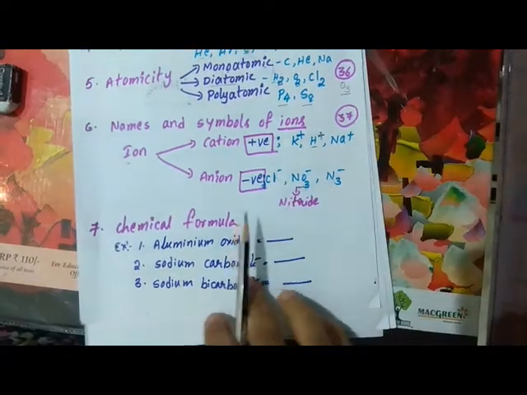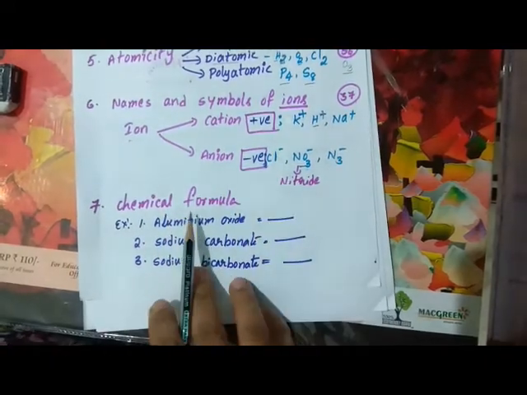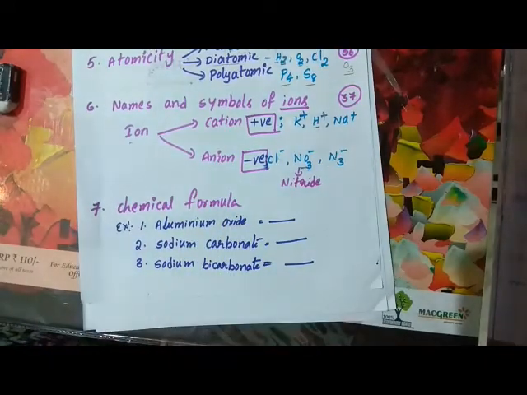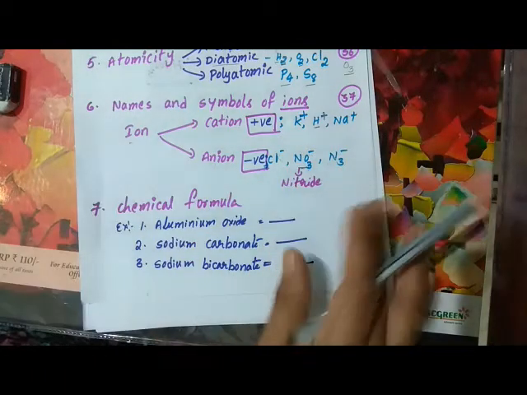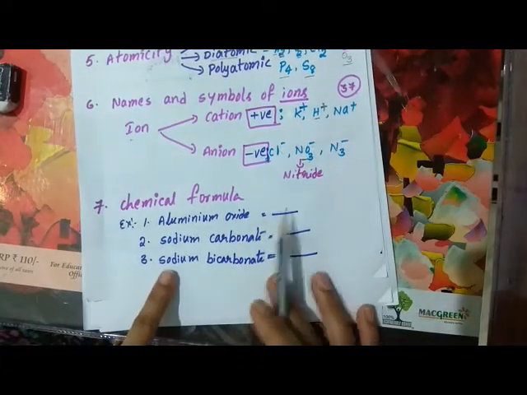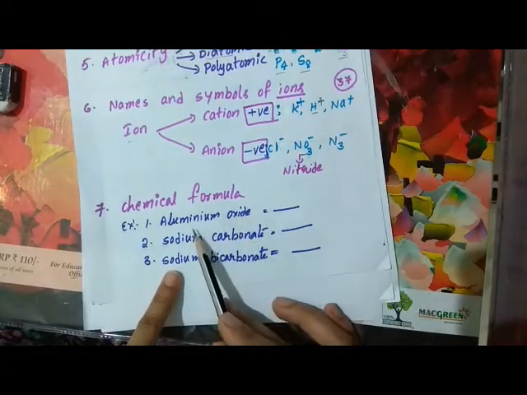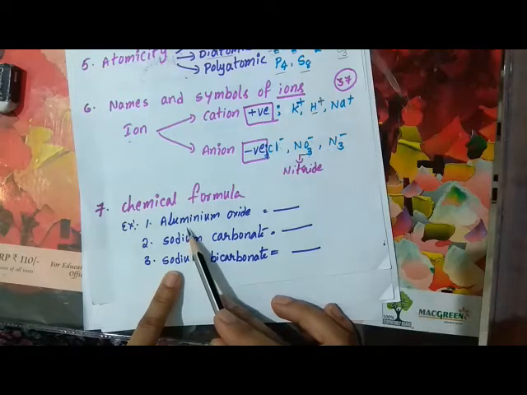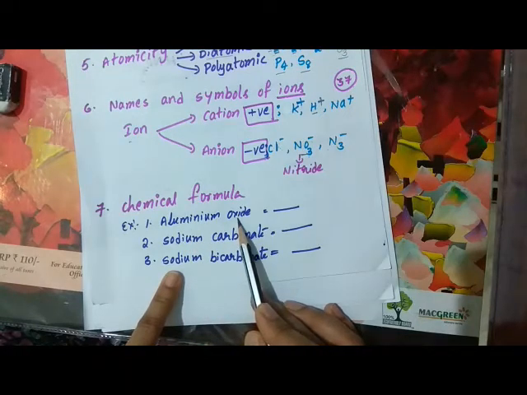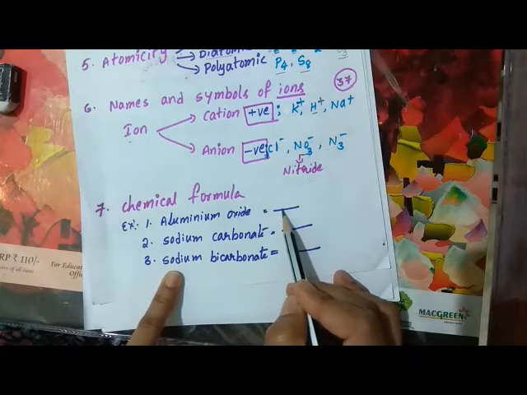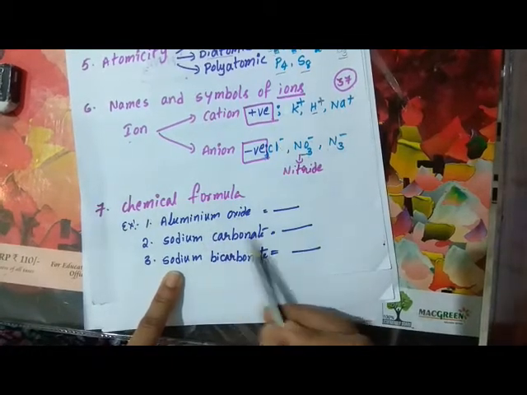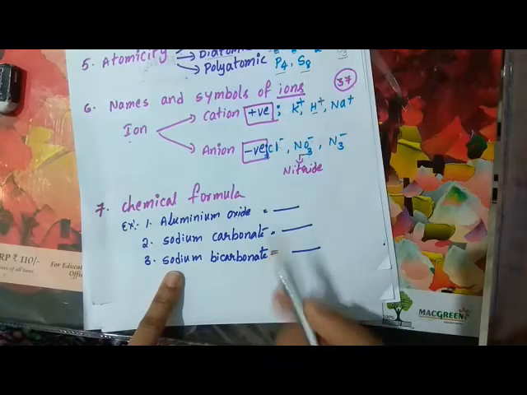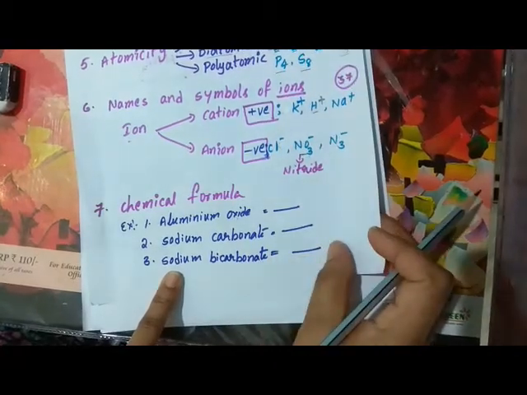Next one is the chemical formula. It is a must and should to learn how to write a chemical formula. I have given some names of chemical compounds here. Then you have to write the chemical formula for these: aluminum oxide, sodium carbonate, sodium bicarbonate. Try it, definitely you can do it.